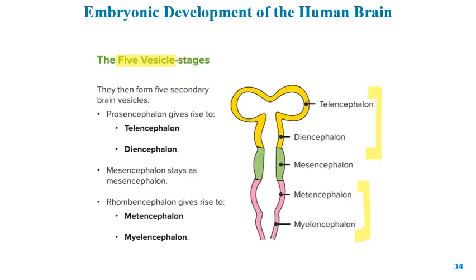Okay. After that, you're going to get to the 5 vesicle stages. So the first division that we had here is going to subdivide into 2. So you're going to have here your telencephalon and your diencephalon. Okay. The mesencephalon is going to be the same. And now you're also going to have the bottom part that is going to divide into 2 other sections. So you have metencephalon and myelencephalon. Okay. So the top part and the bottom part got subdivided. The middle stayed the same.